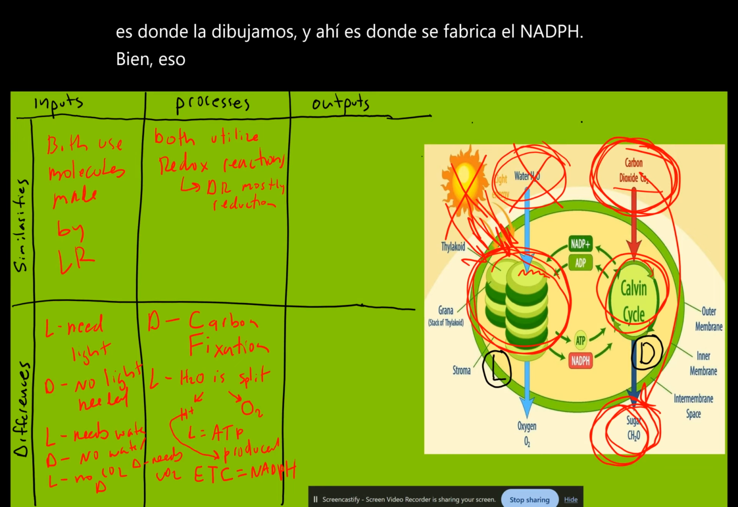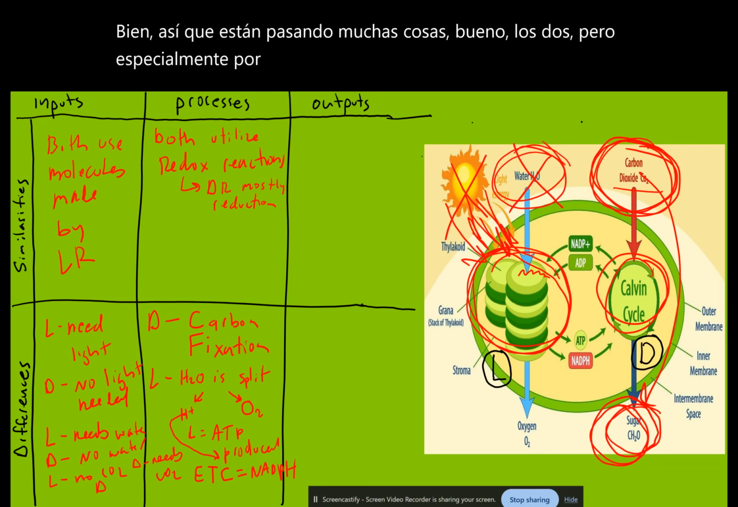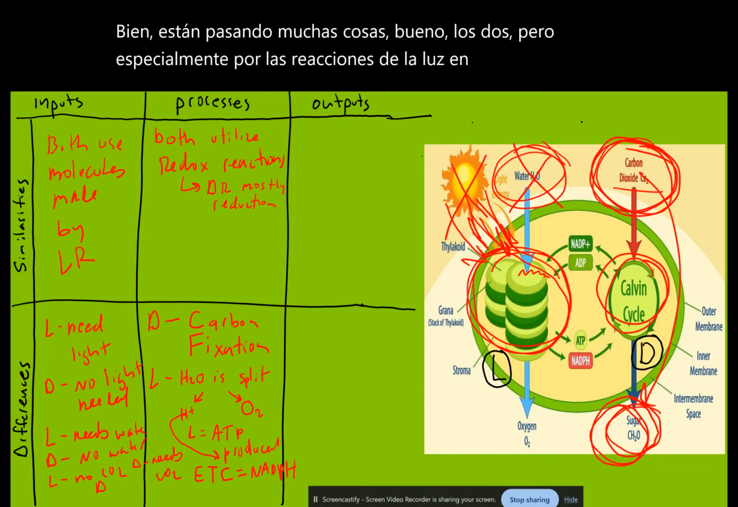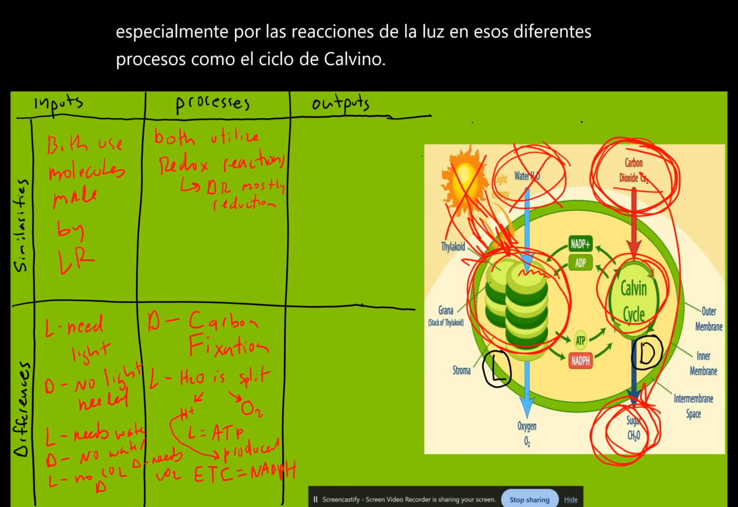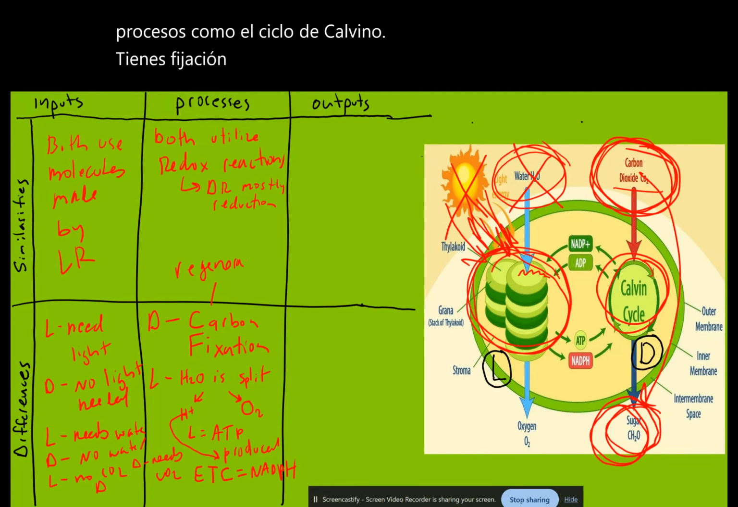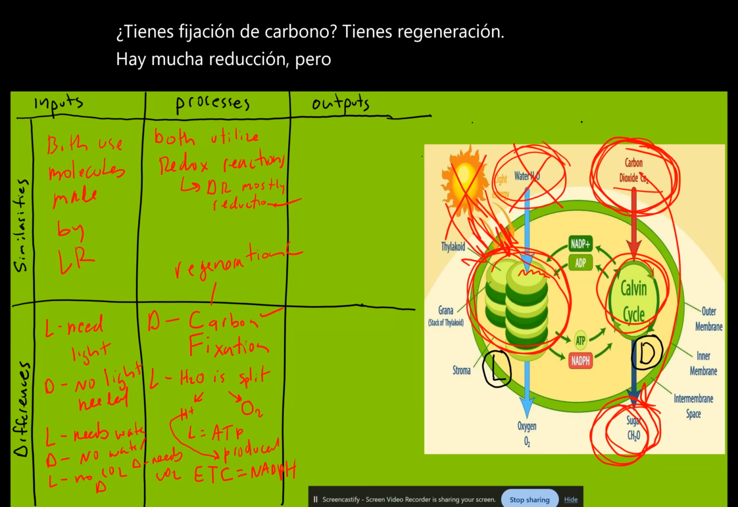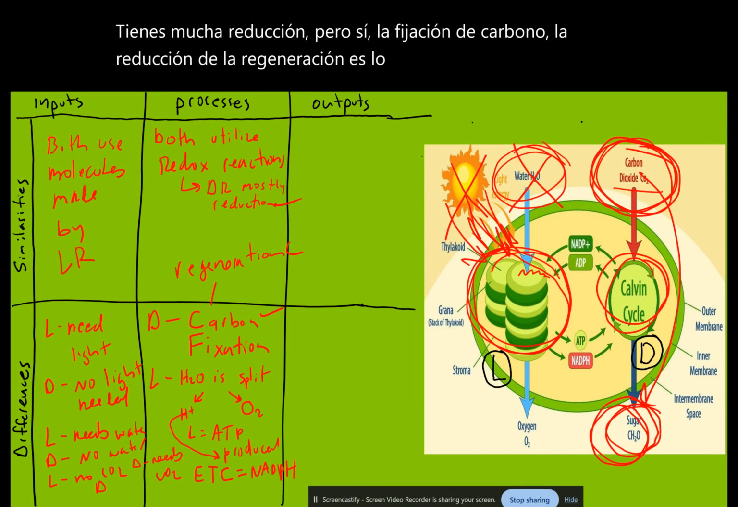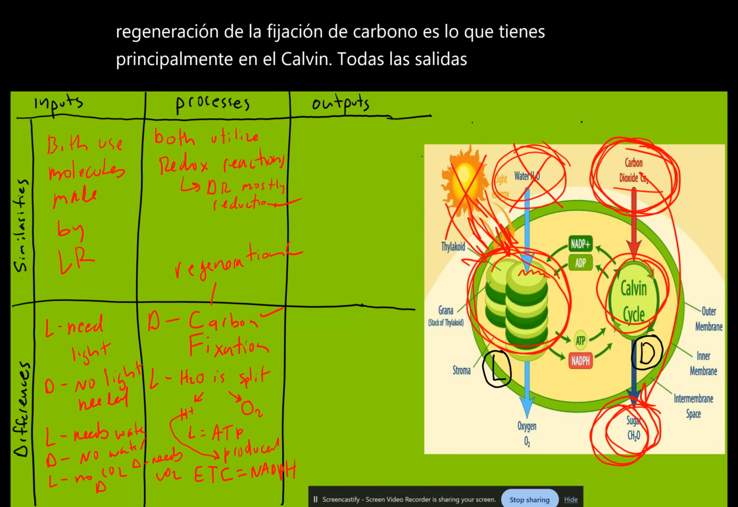Both of them, but especially for the light reactions, have those different processes. In the Calvin cycle, you've got carbon fixation, regeneration of the RuBP, and a lot of reduction. But yeah, carbon fixation, regeneration, reduction is what you mostly have in the Calvin cycle. All right, outputs. We kind of already talked about this.